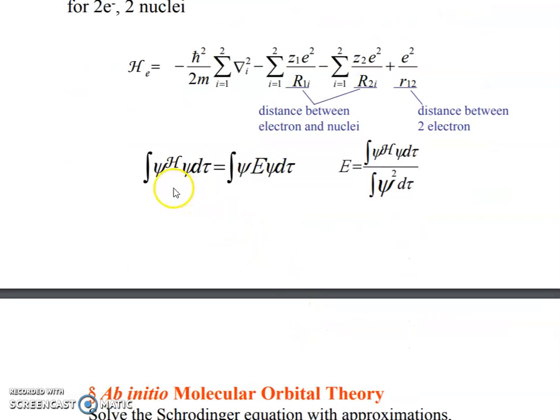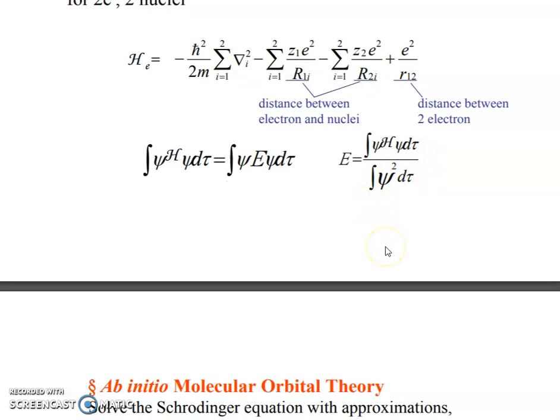So the integral of psi H psi d tau is equal to the integral of psi E psi d tau. Energy is equal to the integral of psi H psi d tau divided by the integral of psi squared d tau.